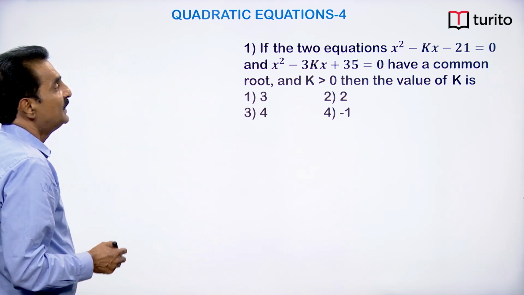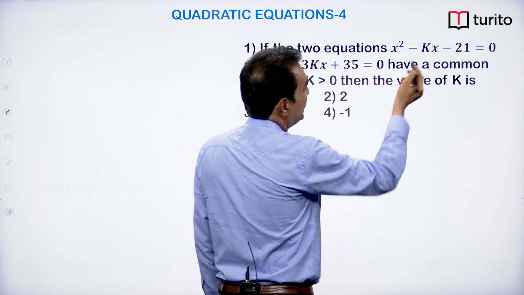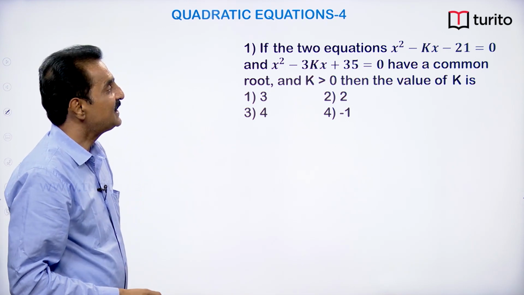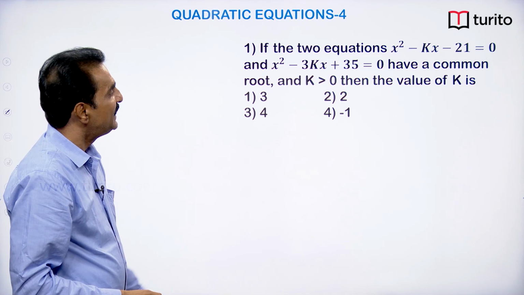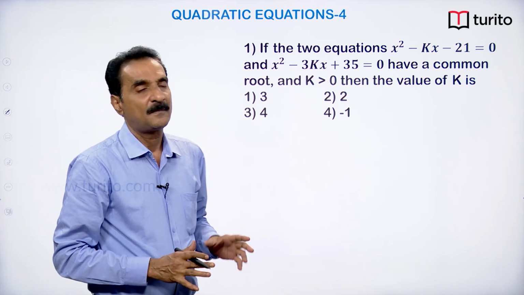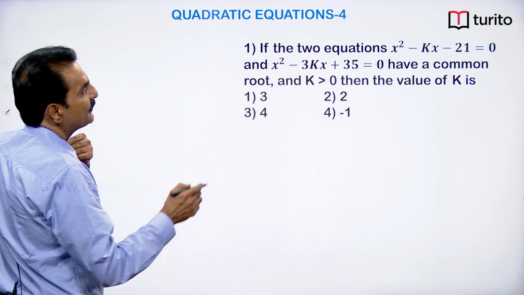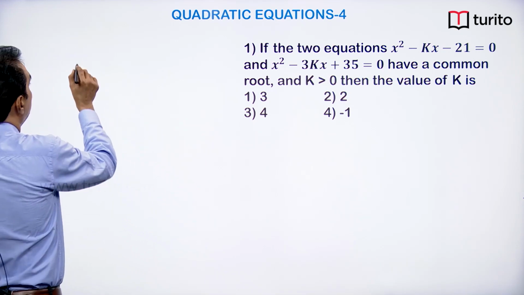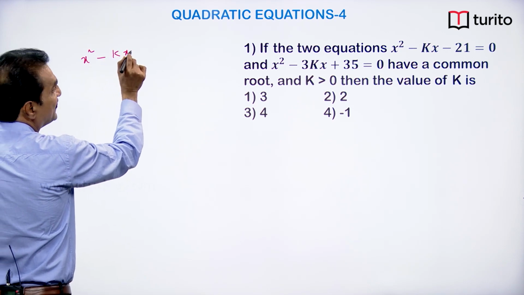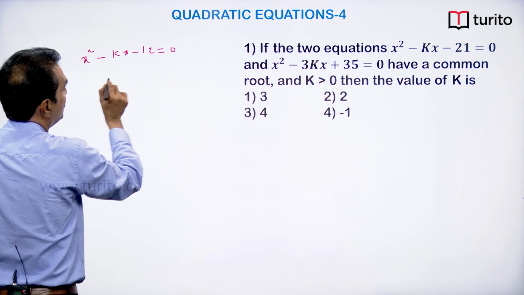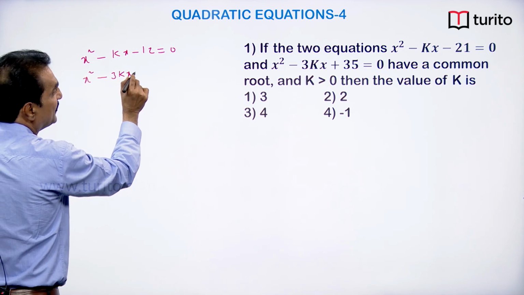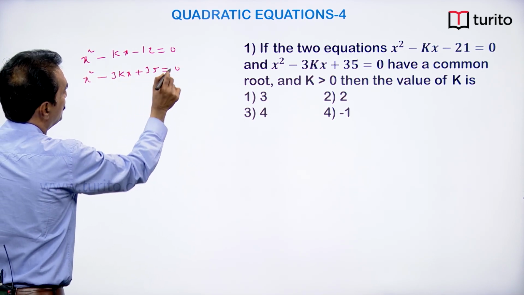First question, if the two equations x square minus kx minus 21 is equal to 0 and x square minus 3kx plus 35 is equal to 0 have a common root and k is greater than 0, what is the value of k? Let us not apply the condition. What I will do is try to solve the equations. Write the first equation, x square minus kx minus 21 is equal to 0. Second equation, x square minus 3kx plus 35 is equal to 0.